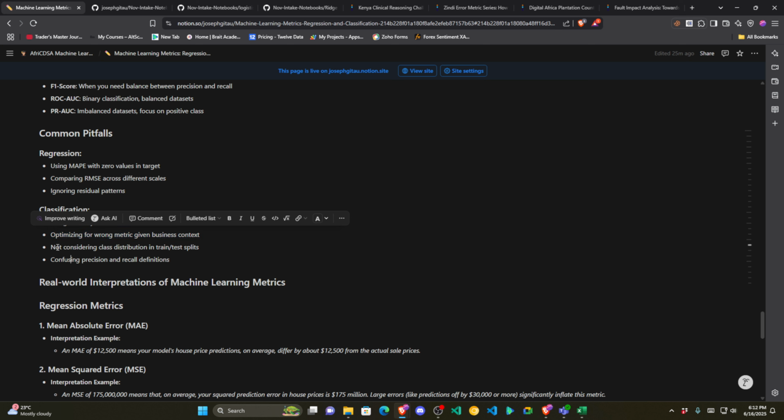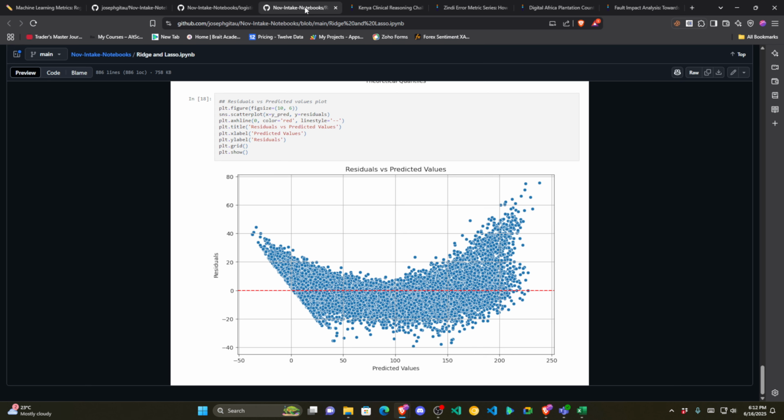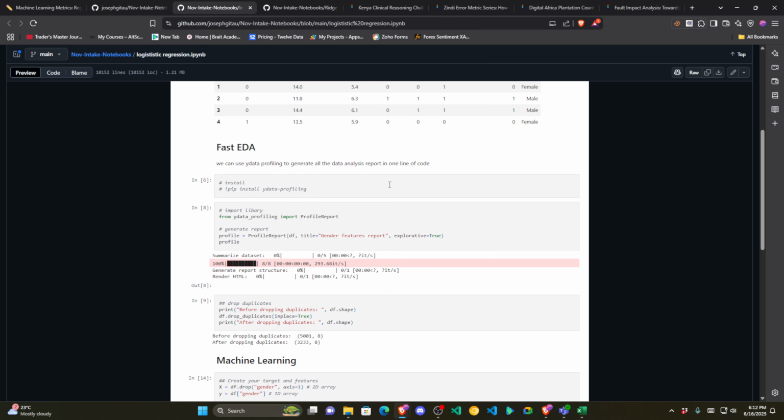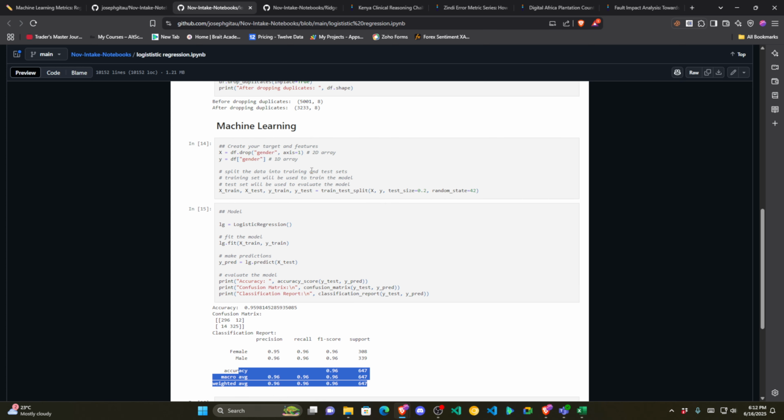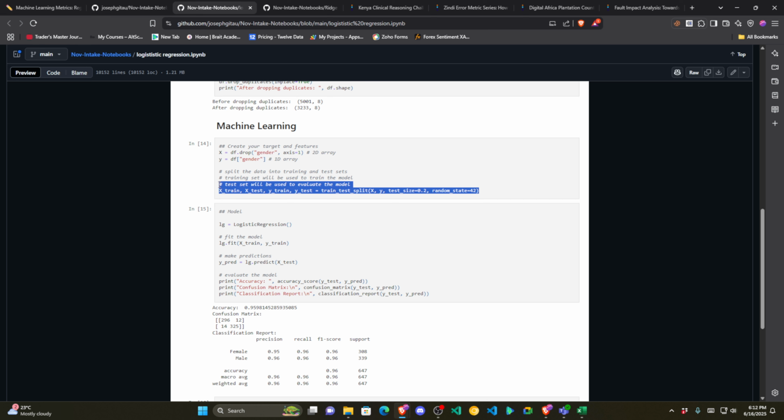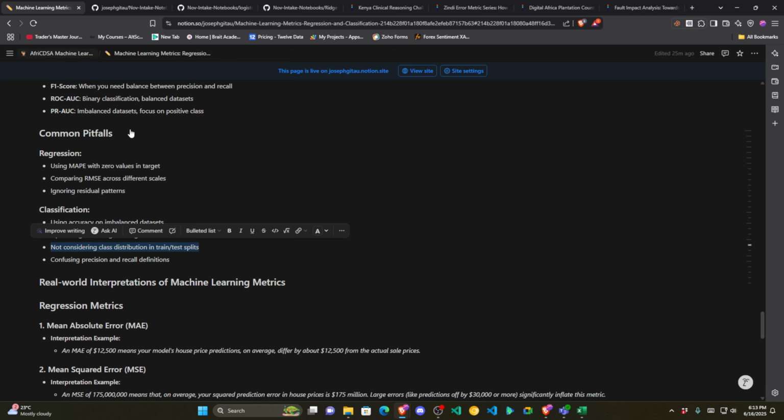Then, not considering class distribution in train and test splits. When splitting your data into training and test sets, I've shown you how you do that. It should be here. Yeah. So we just did a random train and test split. But did we really consider if this data was balanced or not? And how many samples do we have in the test set for each class? Okay, so you should consider that as well when you are splitting your data.